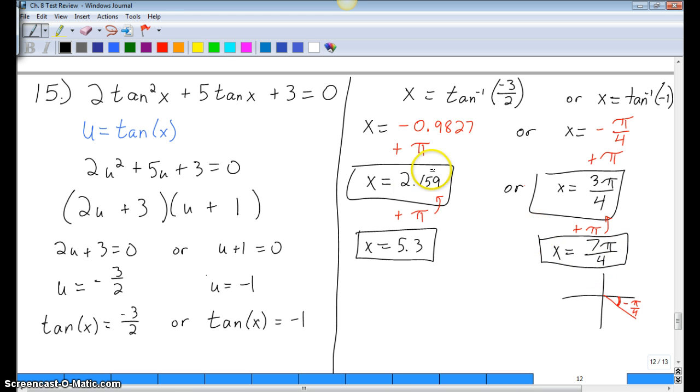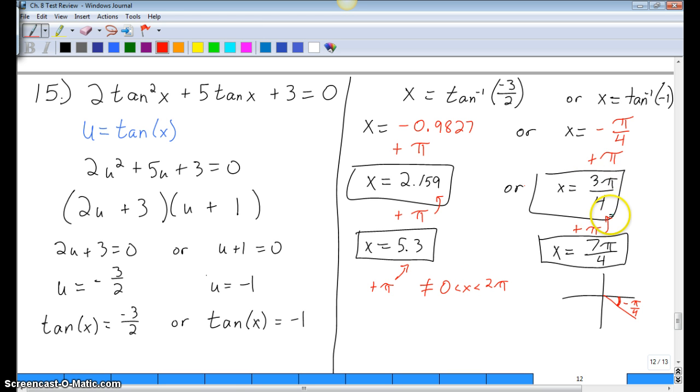So our calculator gives us negative 0.98 because that's the inverse value. It's not within 0 to 2 pi. So all we have to do is add pi to it. And now we're within 0 to 2 pi. From there we're going to add another pi to it. We get 5.3. That's another value within 0 to 2 pi. If I add another pi to that, that's going to be outside of the 0 to 2 pi. So we're not going to keep going.